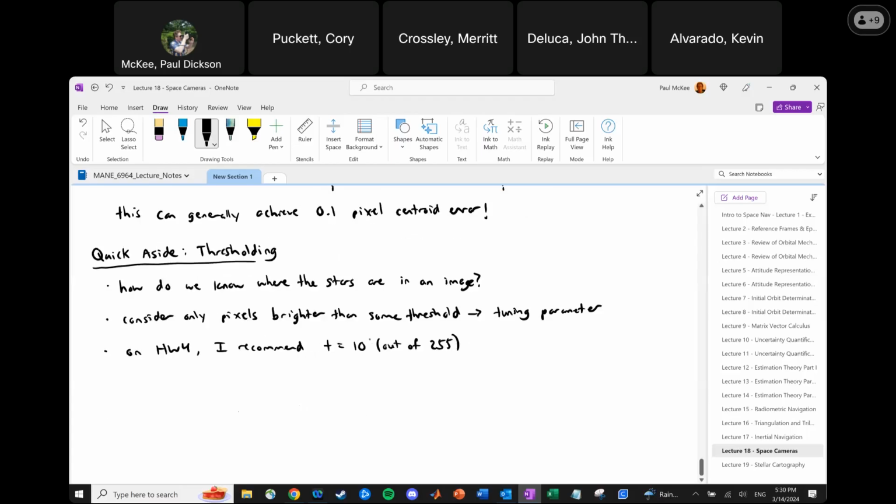That's thresholding. There's one other quick aside, which is star line of sight bearing error.